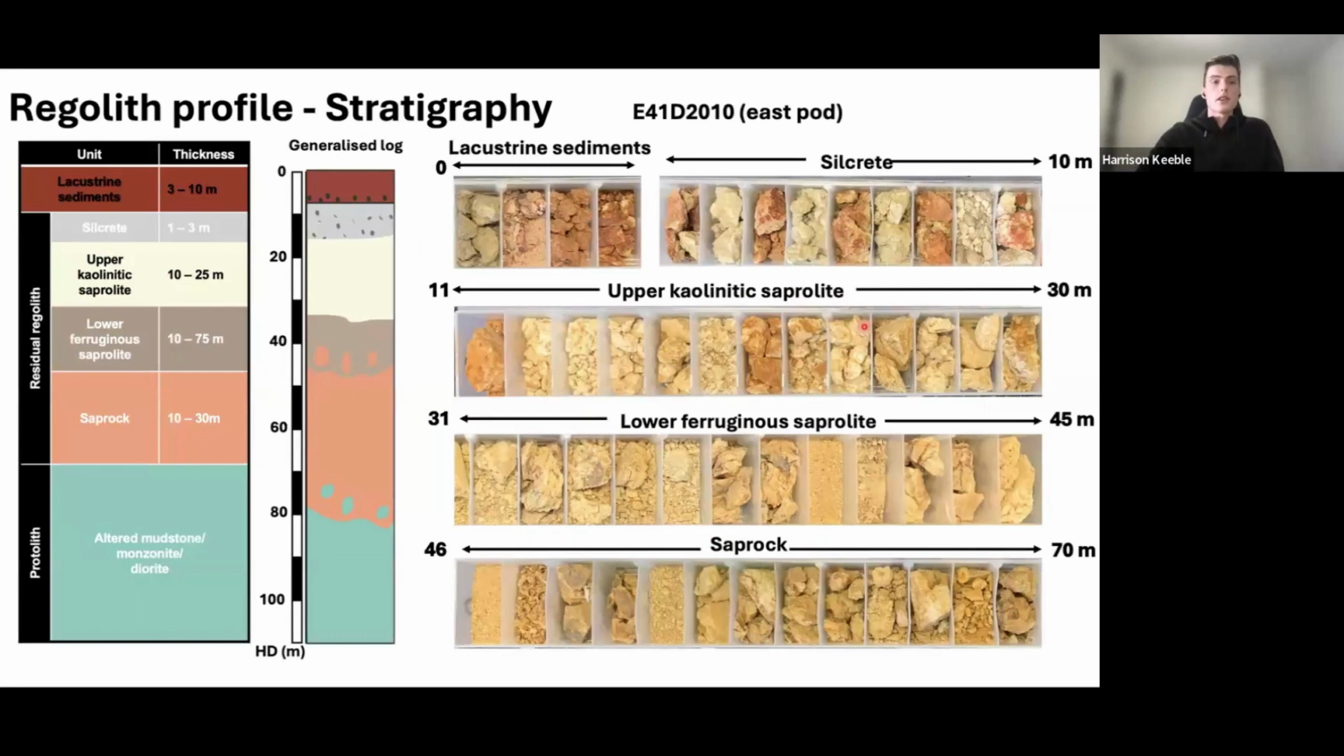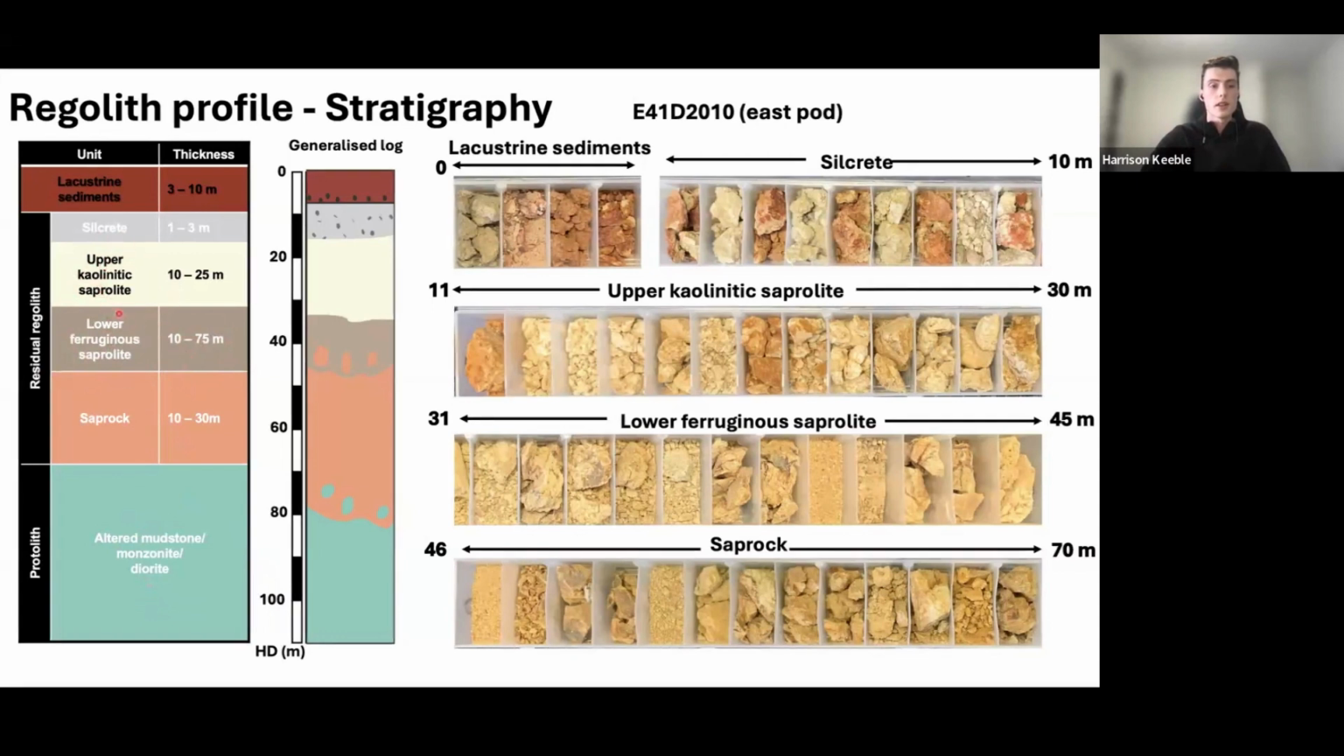So on to the structure of the regolith. On the left here, you can see a generalized log that I've created across the whole deposit, as well as the different units that I've defined and their general thicknesses. Start with the protolith. It varies between altered mudstones, monzonites, and diorite in the two separate sides of the deposit. From this altered protolith, it transitions into saprock, which is about 10 to 30 meters, varying across the deposit. In the saprolite portion of the residual regolith, there is the lower ferruginous saprolite, which is variable between 10 and 75 meters. The thicker portions are in the eastern portion of the deposit.